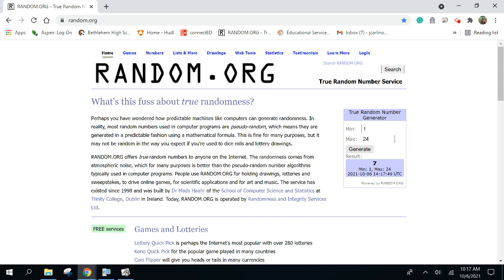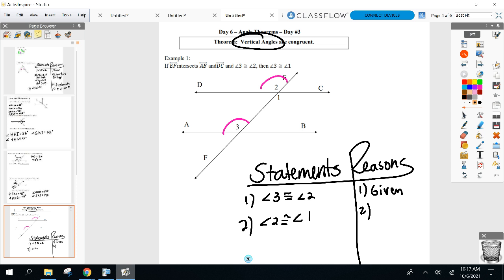All right, here we go. Ellie, go ahead again. 1 and 2, what are they? Vertical. What do you know about vertical angles? They're congruent. You do not need to tell me they're vertical, but you do need to say vertical angles, spell it correctly. Vertical angles are congruent.